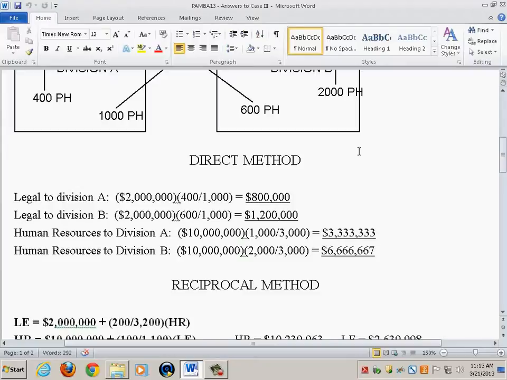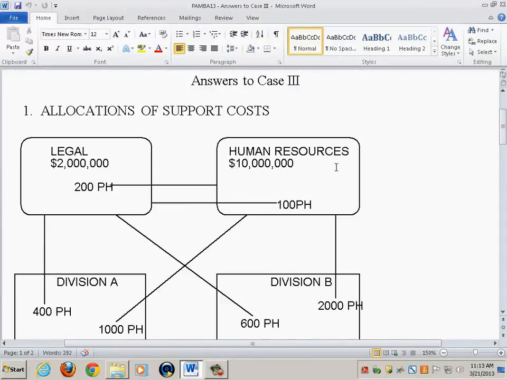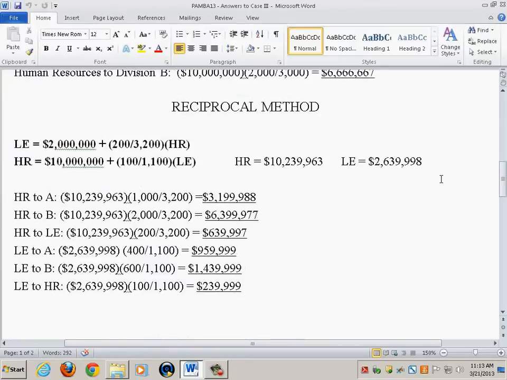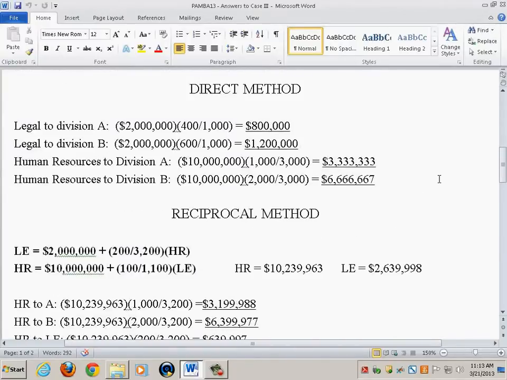Now, of course, the reciprocal method says, well, we do not want to ignore the exchange of services between human resources and legal. So let's have a method that incorporates that into the allocation. And remember, our objective here is to allocate the support costs to the operating divisions, so that then we can follow by a second stage and allocate all the costs that are accumulated in the operating divisions to our cost objects that may be the products or the services produced or rendered by the operating divisions. So let's look at the reciprocal method.